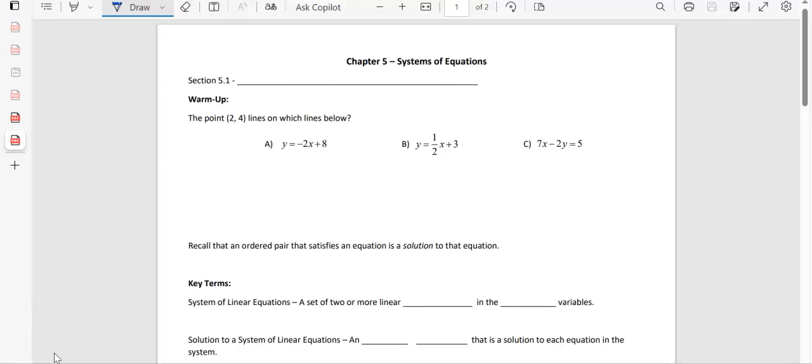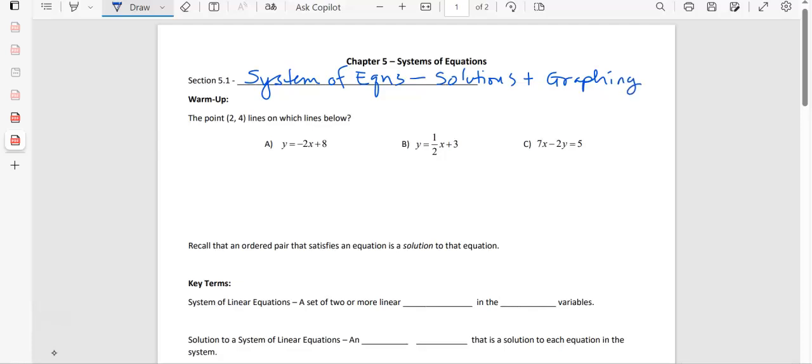One reason why I really love this chapter is that it combines everything we did with chapter 3 with graphing and everything we learned in chapter 4 with writing. And so we're really going to be able to put those two concepts together and build. In this lesson, we're going to be talking about systems of equations, and we're going to be talking about solutions and graphing for this first lesson.